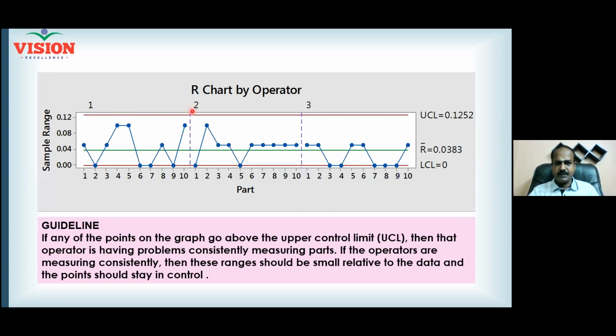Operator 1, operator 2, operator 3. And now looking at the graph, you'll also be looking at the points. Let me explain the point before you try to answer. How many parts are used in the gauge R&R study? 10 parts are used.